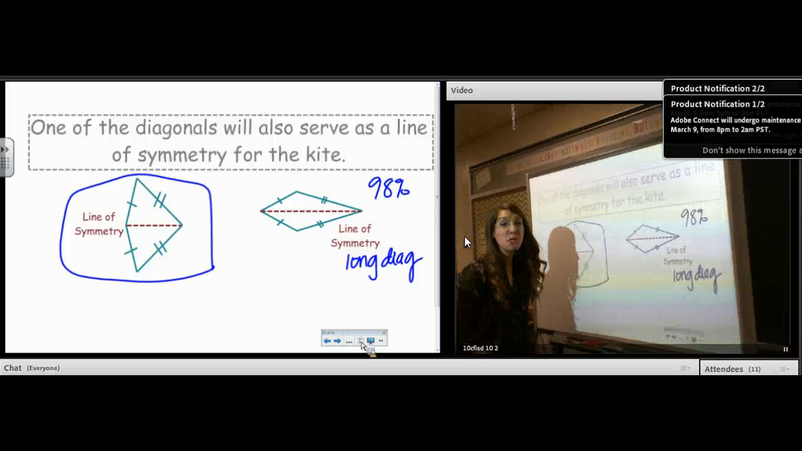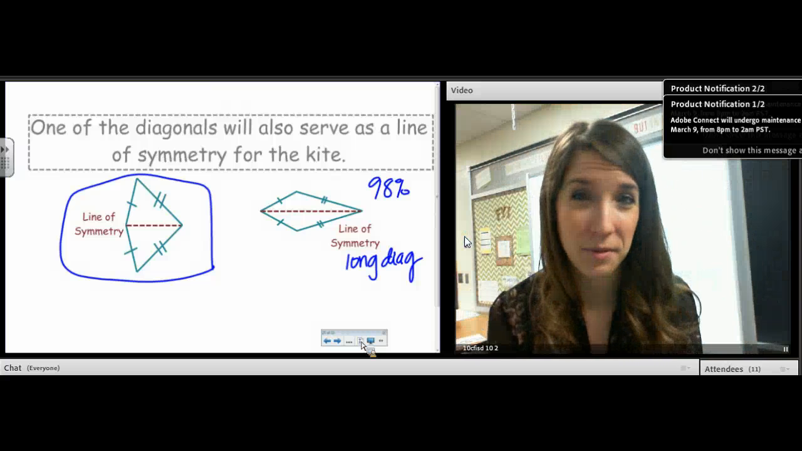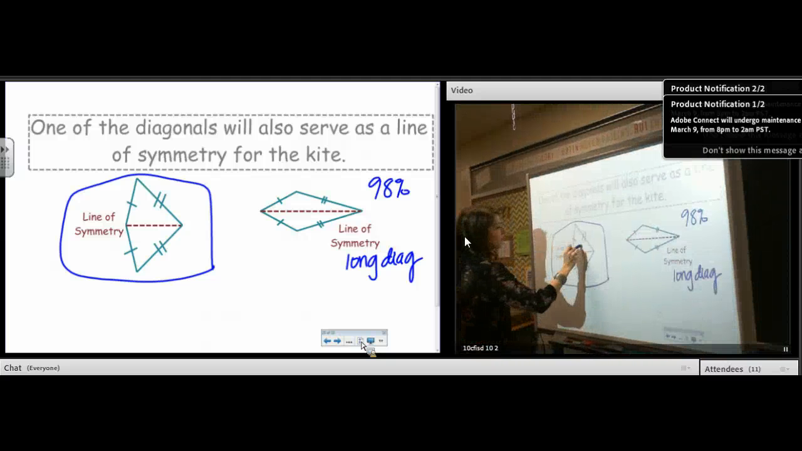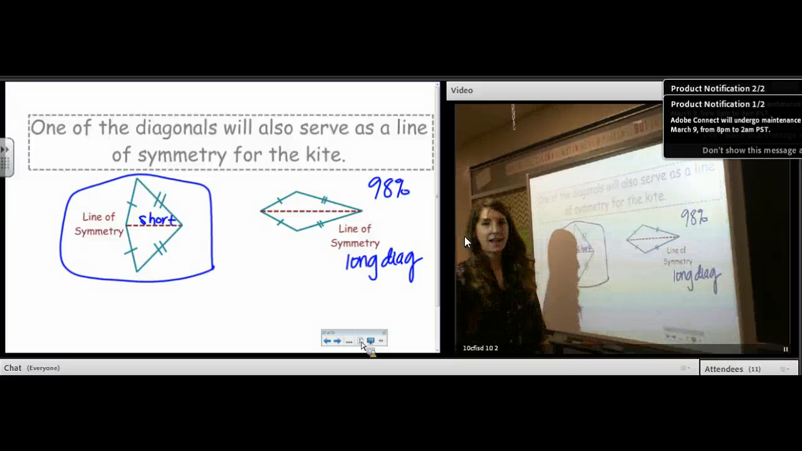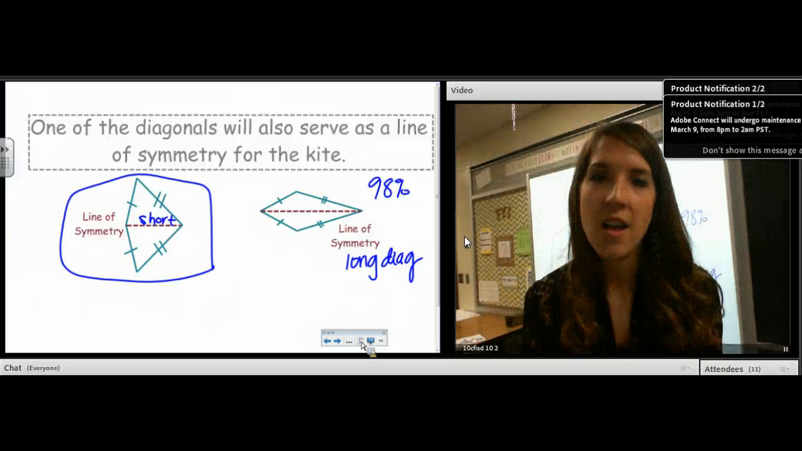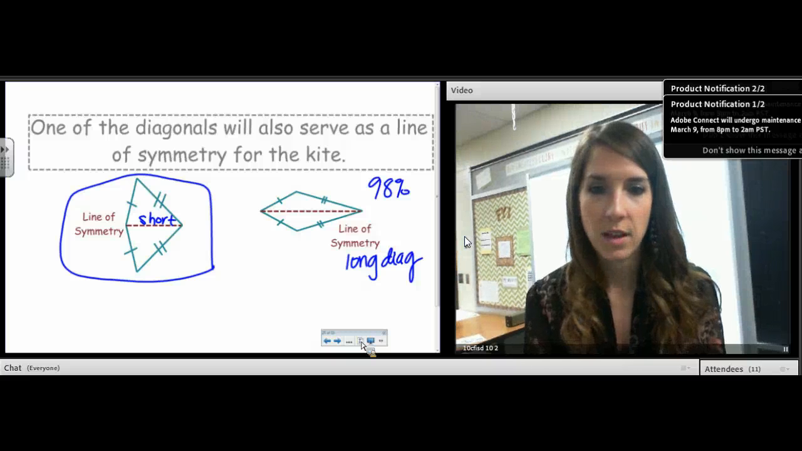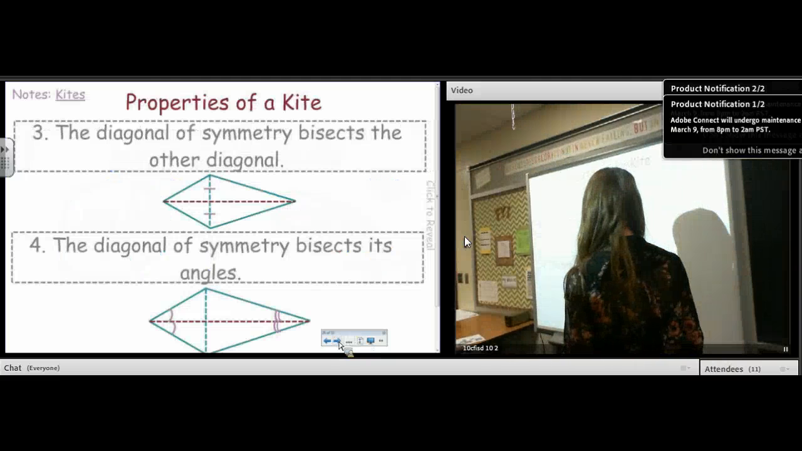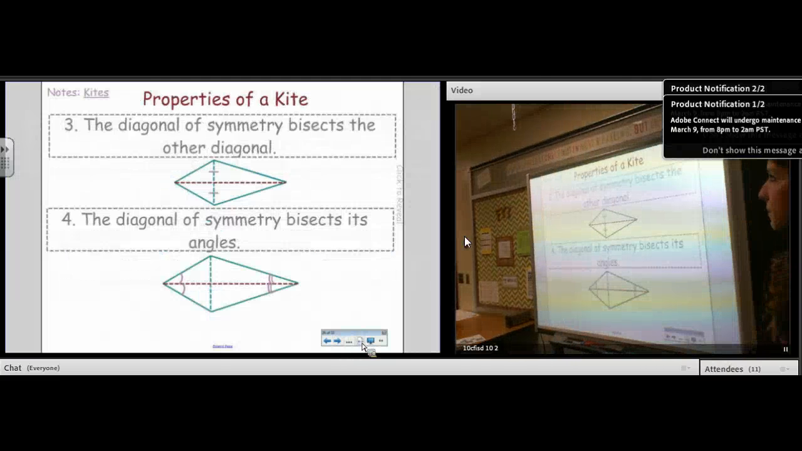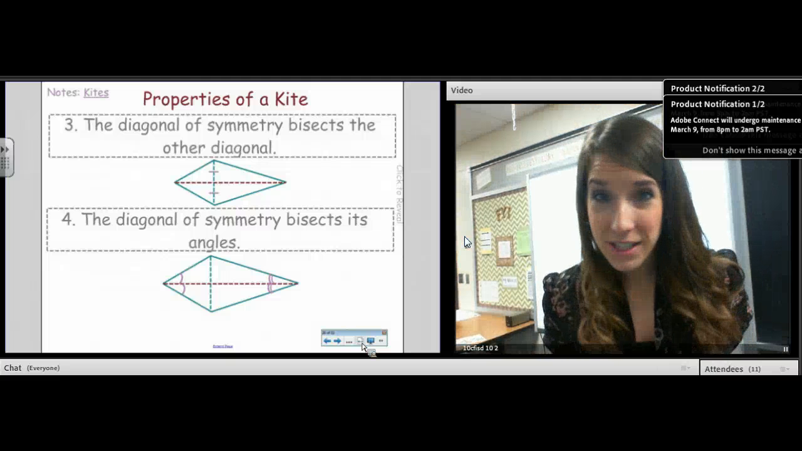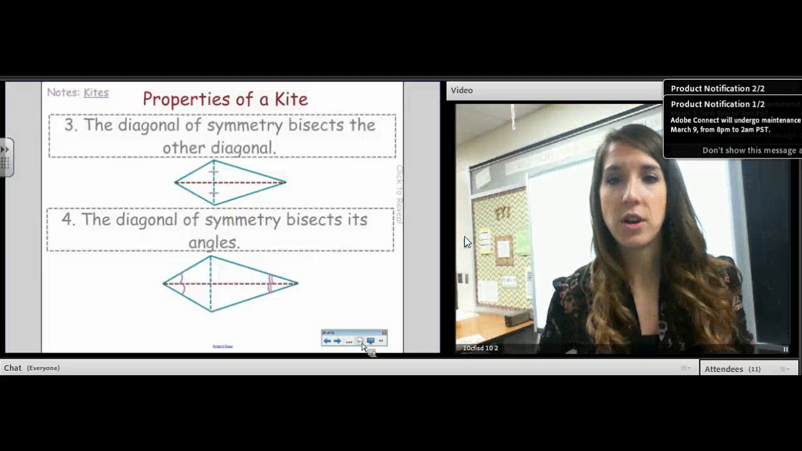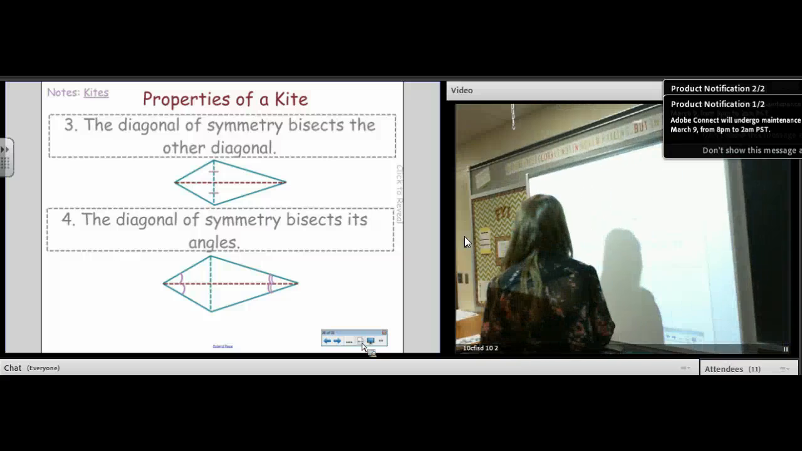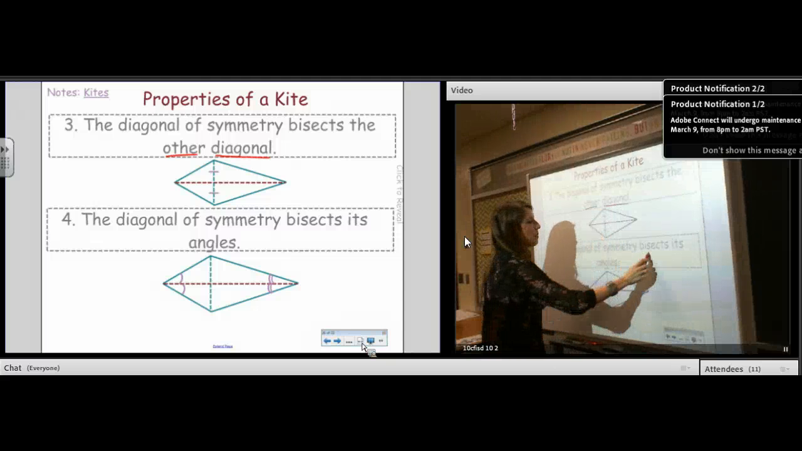And that's a really weird looking kite. I've never even seen a kite looking like that before. Sometimes, 2% of the time, the short diagonal might be the diagonal of symmetry. And you're going to be able to tell based on what the shape looks like. Here's your last two properties. Whichever diagonal is the diagonal of symmetry, most of the time the long one, it bisects the other diagonal and it bisects the angles.